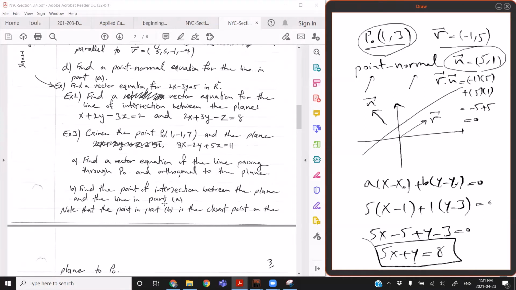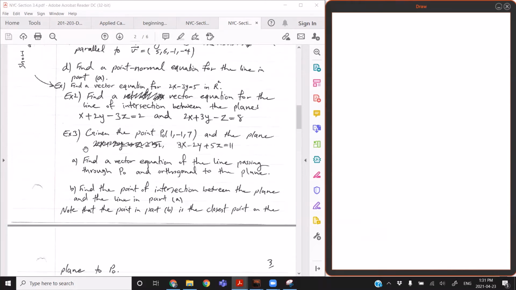Next example, find a vector equation for this line. So you can see that if I'm given a point and a parallel vector, I can easily write the vector equation for that line, and I can also write the point normal equation for that line. What about the other way? If I'm given the point normal equation, can I find a vector equation for the line? I should be able to do that. So let's do it. That's the next example here.